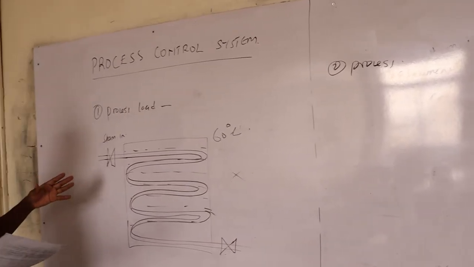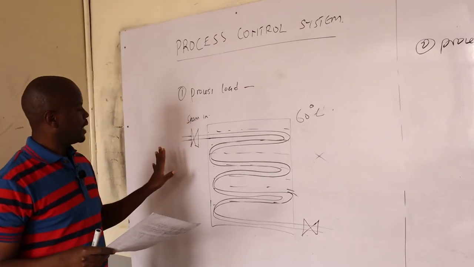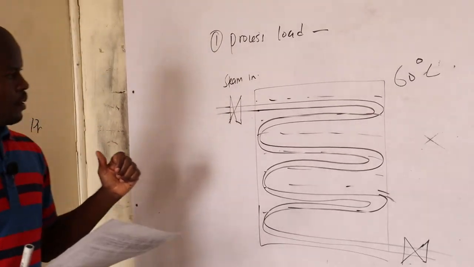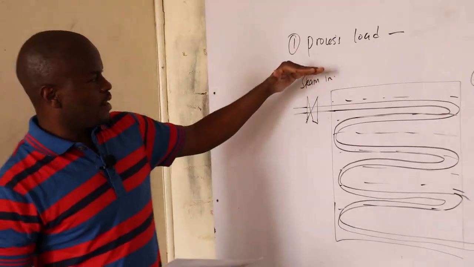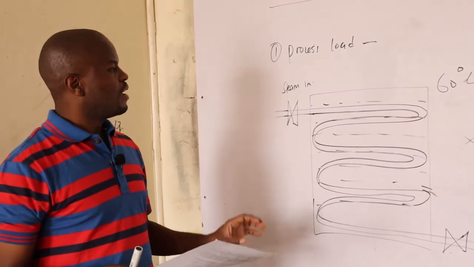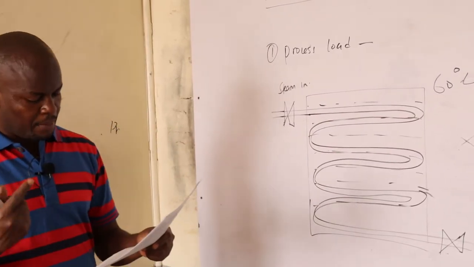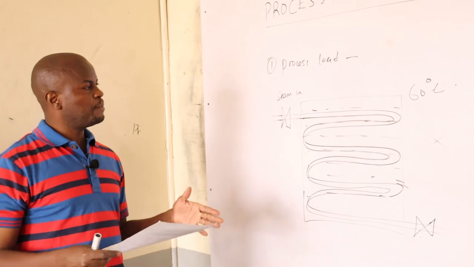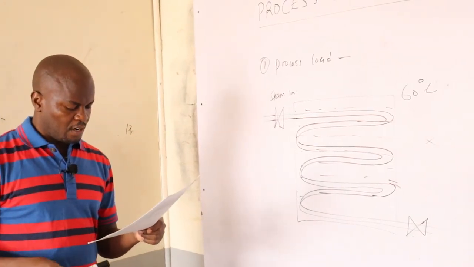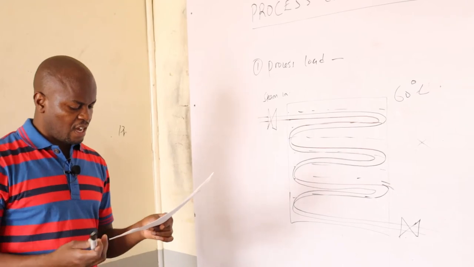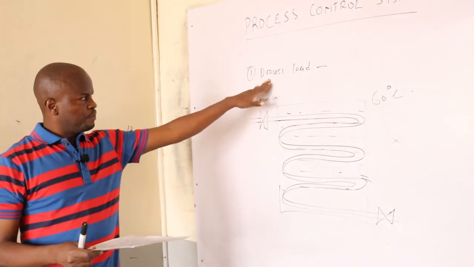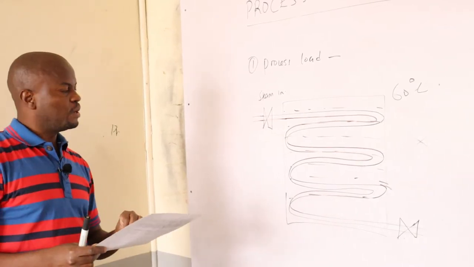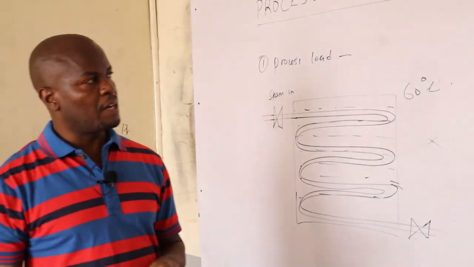So, for example, when you talk of the steam still, with our example of the milk pasteurization plant, if the temperature was reduced below 60 degrees, the time that it will take for the temperature to be taken back to 60 degrees, the time that it takes for the controlled variable to reach a new value, is what we refer to as the process lag. And this is after a process load change. When you change the load of the process, there will be a difference in time in which the change will be executed.